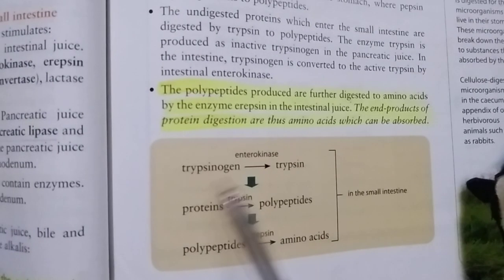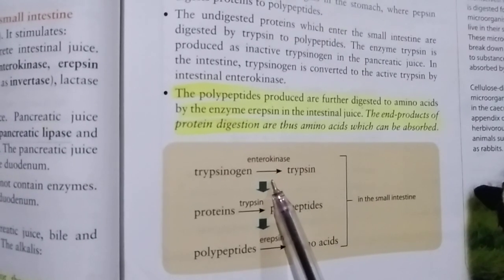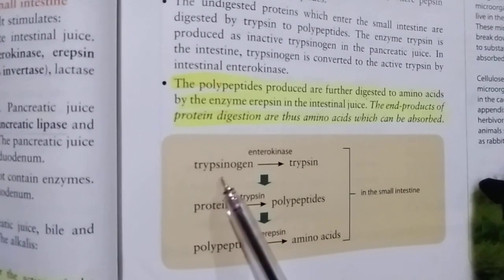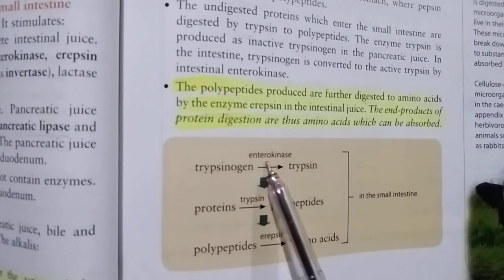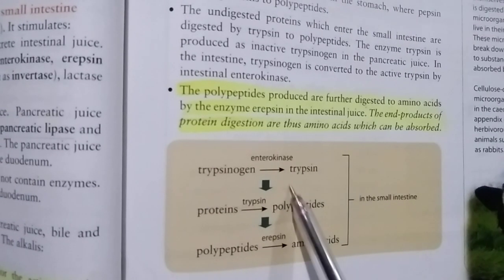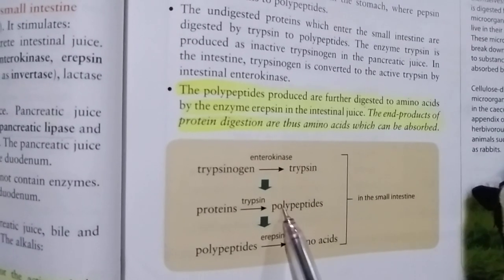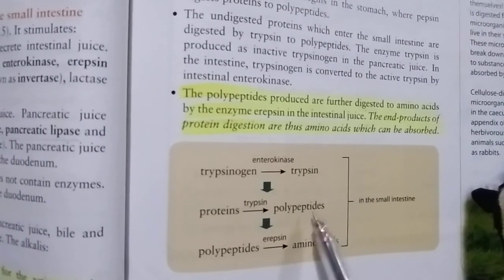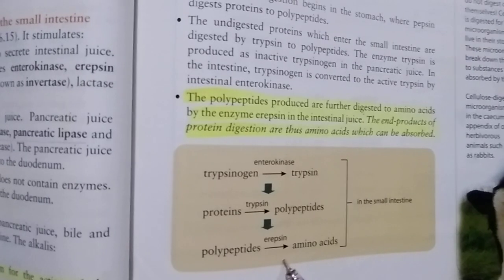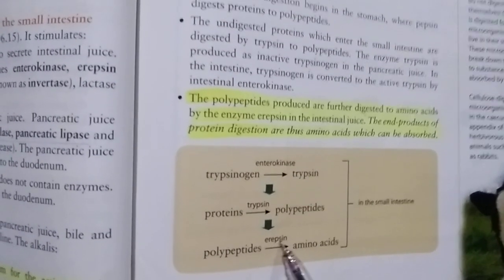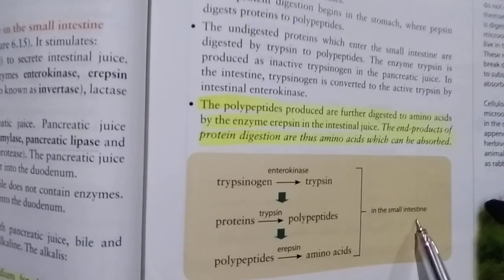Look at this diagram and chart and try to understand the process of digestion by different enzymes. Trypsinogen is converted into trypsin in the presence of the enzyme enterokinase, and proteins are converted into polypeptides in the presence of the enzyme trypsin, and polypeptides are converted into amino acids in the presence of erepsin enzyme. The whole process takes place in the small intestine.